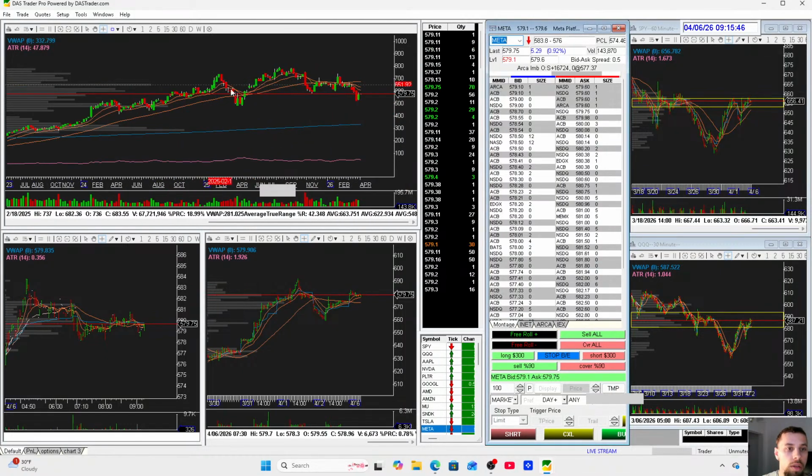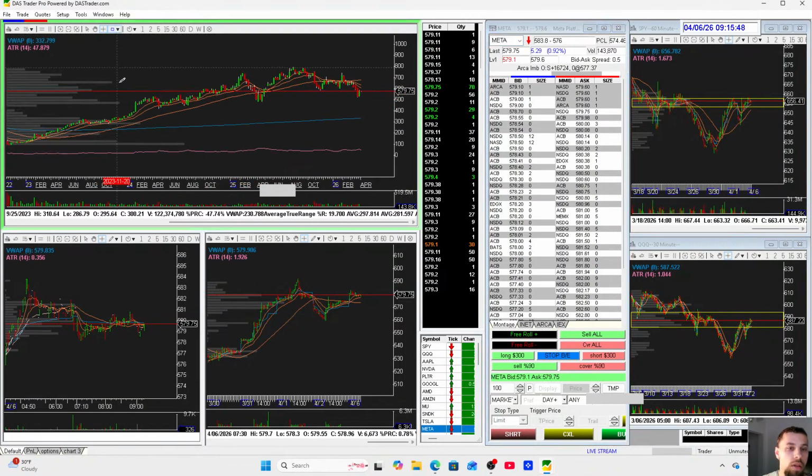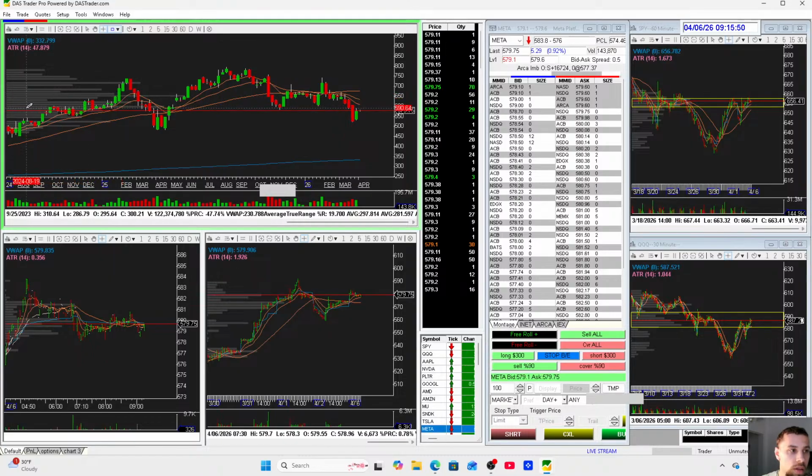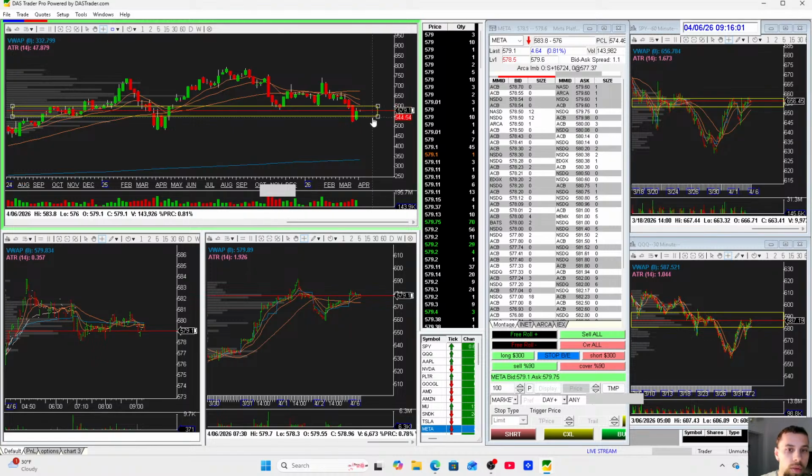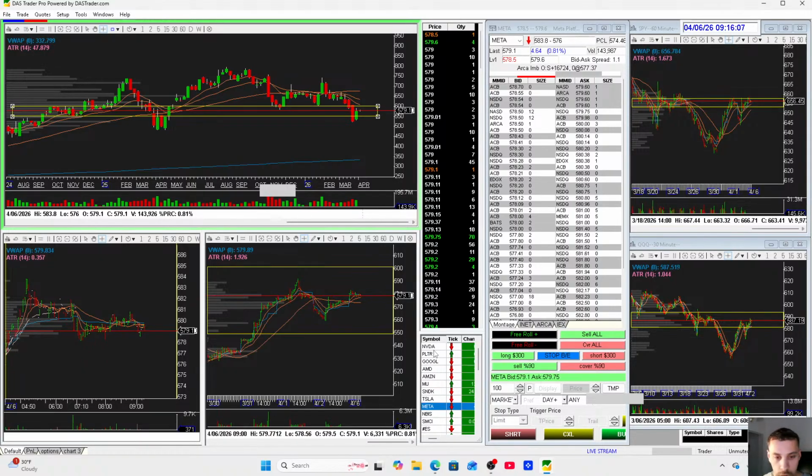Meta. Area of resistance, 601 is what I'm drawing. Area of support being 548. Okay, I'll do some more charting here in a sec.